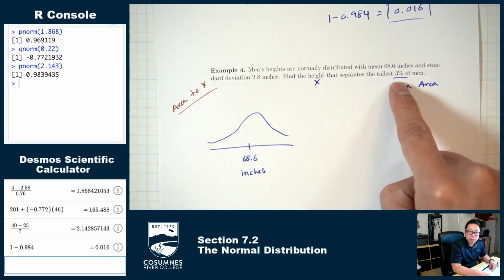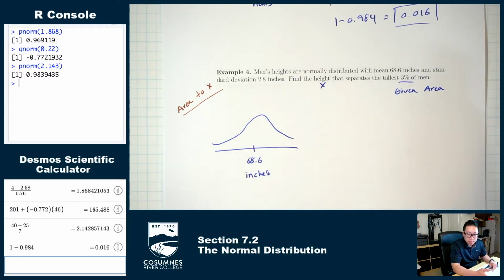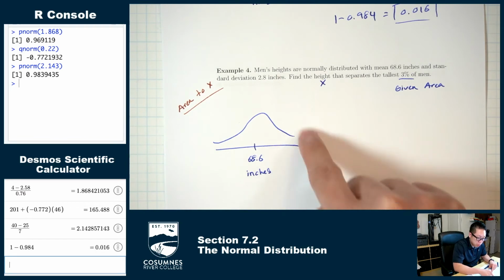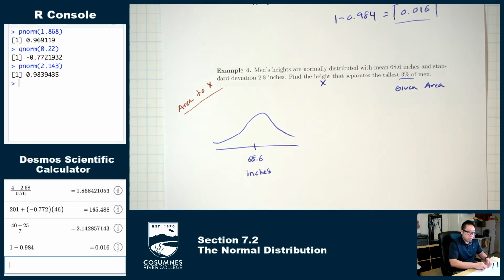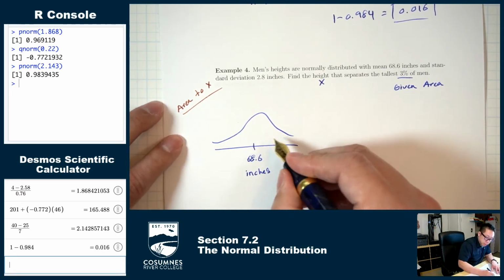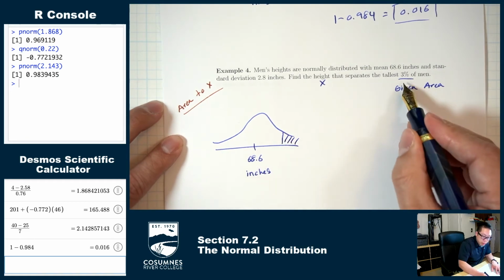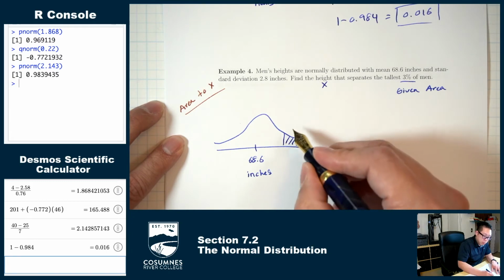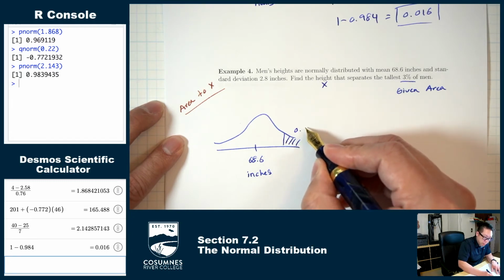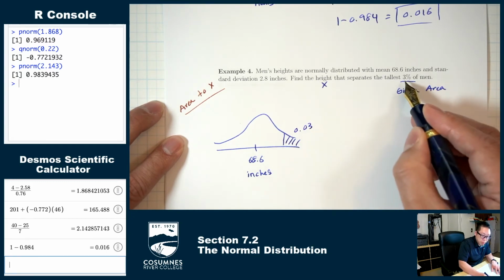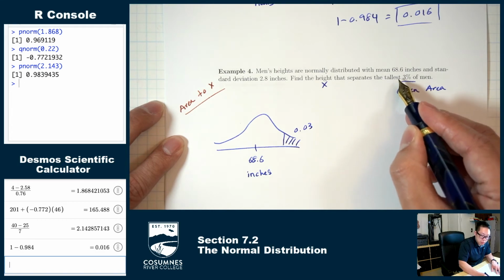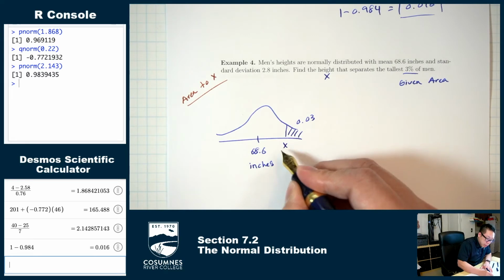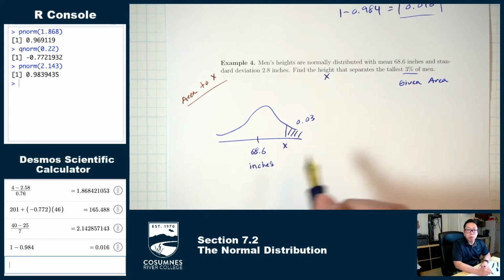Percent tallest, 3%, right? Tallest as in largest. This is actually an area to the right, because tallest will be over on this side. So this is telling me that the area to the right is 3%. Always convert percents to decimals. So this is actually 0.03. Move the decimal 2 to the left, you get 0.03. And then I'm looking for this x that has an area of 0.03 to the right.